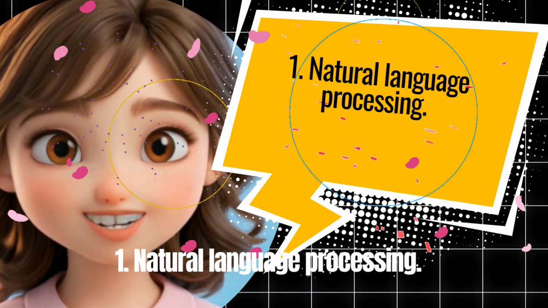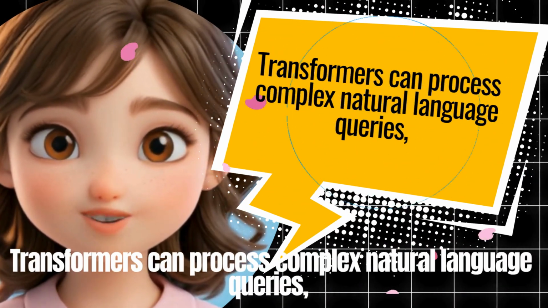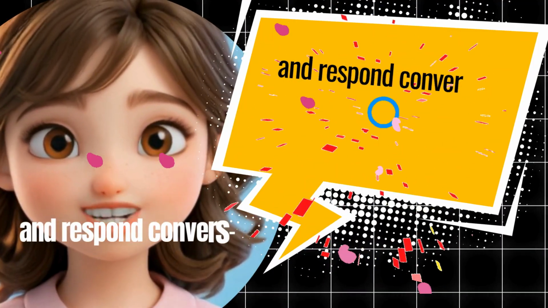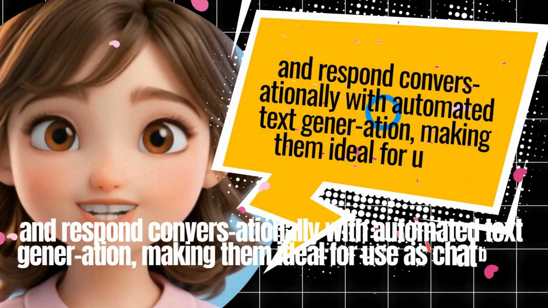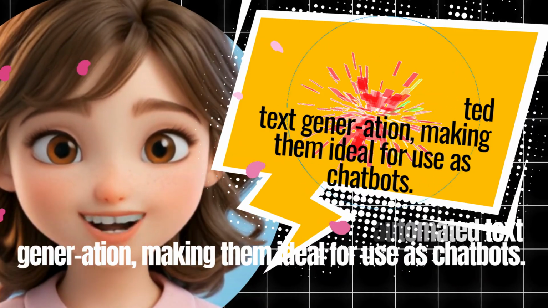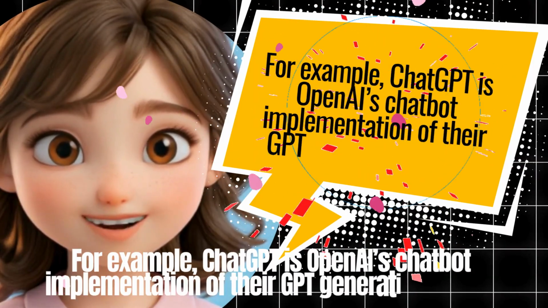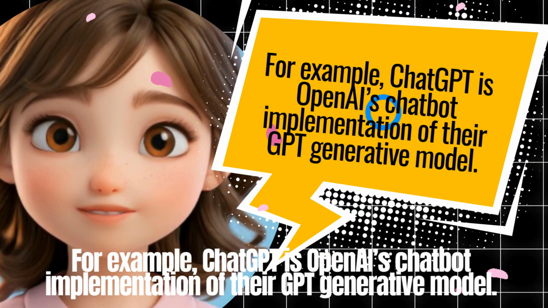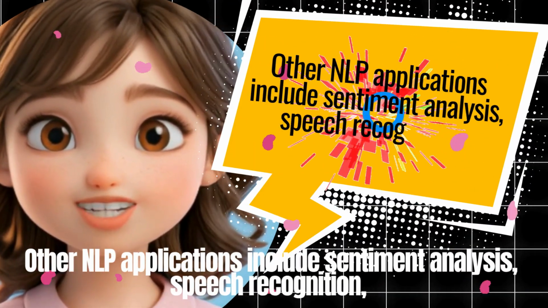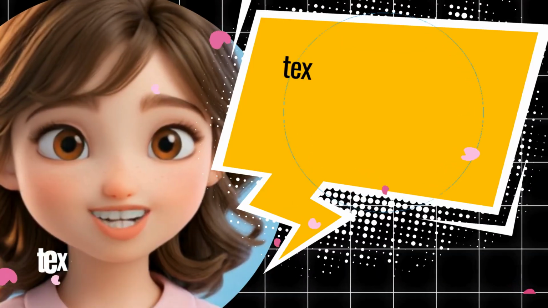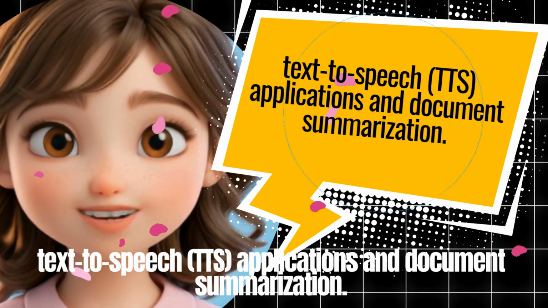1. Natural language processing. Transformers can process complex natural language queries and respond conversationally with automated text generation, making them ideal for use as chatbots. For example, ChatGPT is OpenAI's chatbot implementation of their GPT generative model. Other NLP applications include sentiment analysis, speech recognition, text-to-speech, TTS, applications, and document summarization.